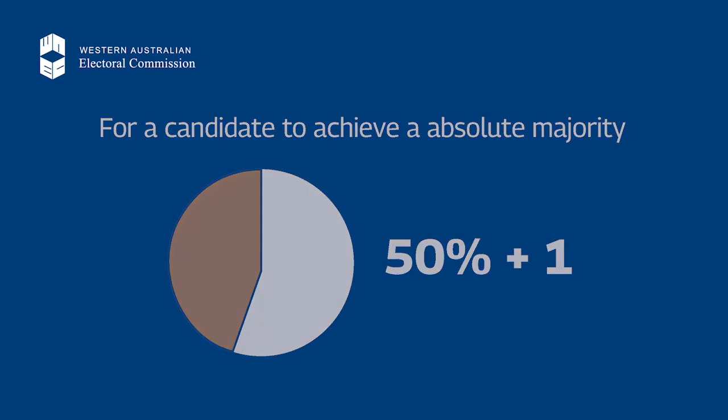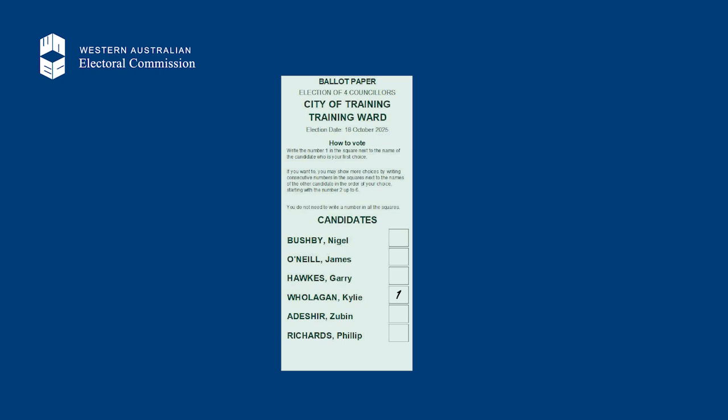majority and be elected. To cast a formal vote, electors must place a number 1 in the box next to their preferred candidate. They may also choose to number as many other candidates as they wish, in order of preference.